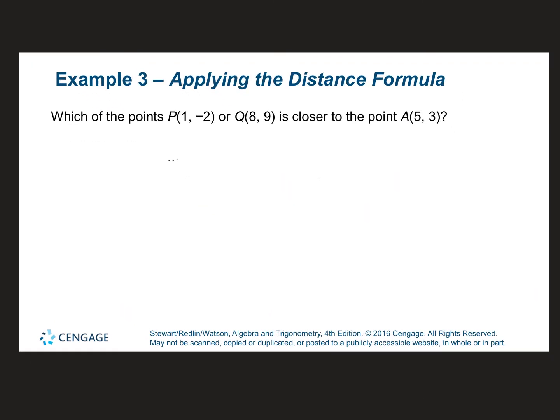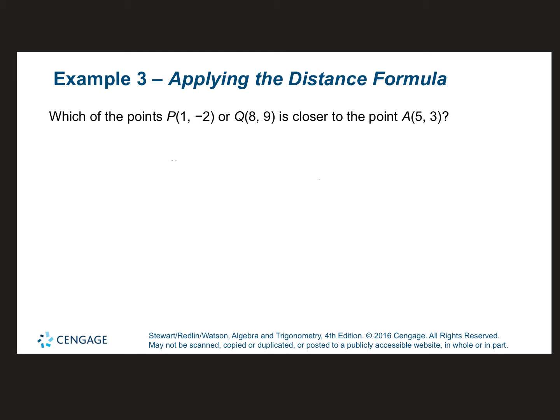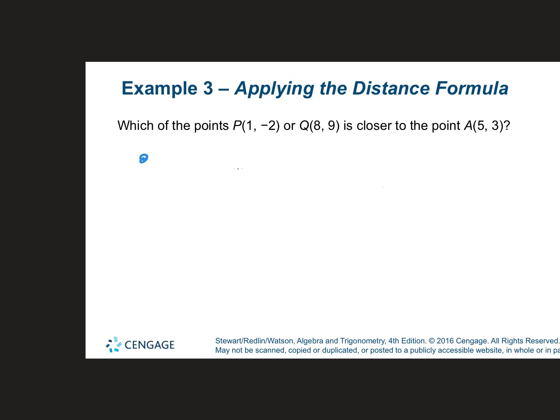So let's do a couple problems. This is applying the distance formula. Which point, P or Q, is closer to A? So let's just draw a little picture. Here's my A. Then I have point P, and I have Q. They want to know which one's closer. So what do I have to do to figure out which point is closer? I need to use the distance formula. How many times? Twice. I need to know how far it is from P to A, and how far it is from Q to A, and then I can compare which one is closer.